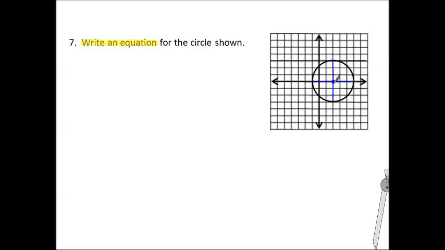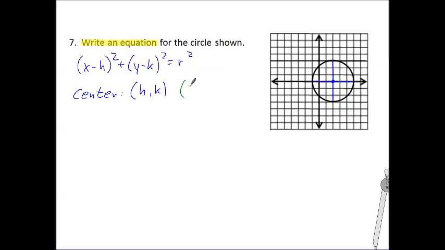So let's just remember what our equation is supposed to look like. We've got (x minus h) squared plus (y minus k) squared is equal to r squared. And we know that our center has to be at a point with the coordinates h and k. So what are the coordinates of the center of our circle we see here? We go 2 steps to the right, and we don't have to go up or down at all. So the coordinates are 2 and 0.